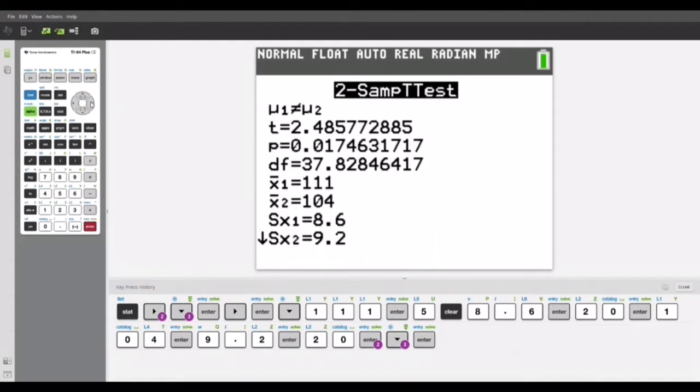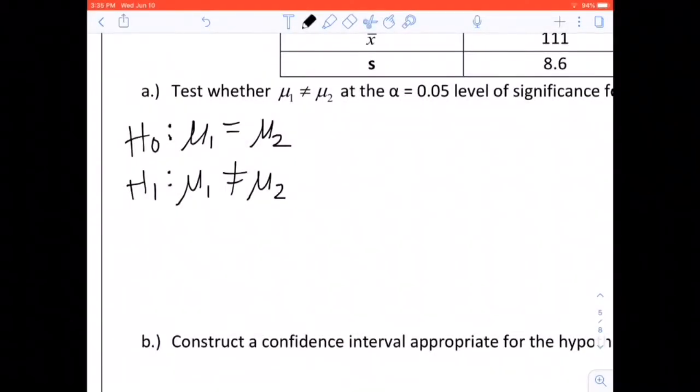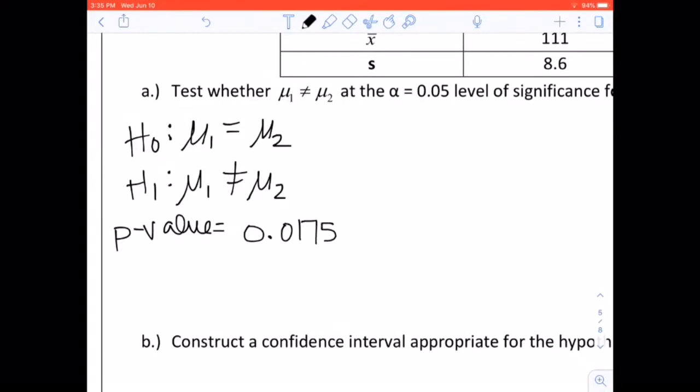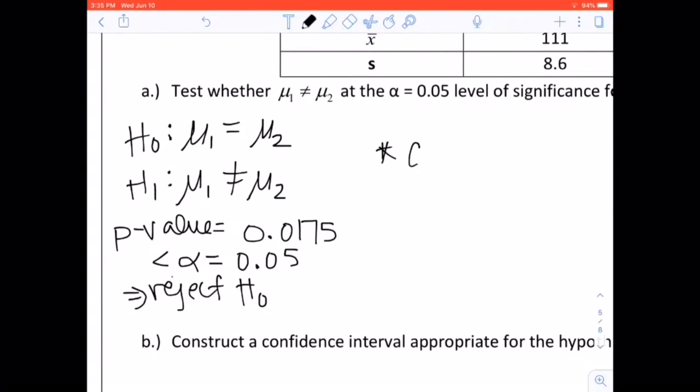Again, we get t, which is our test statistic, and we also get our p-value. From the calculator, we get a p-value equal to 0.0175, which is less than alpha, which for this problem is 0.05, which means that we are going to reject H naught. Go ahead and write a little star over here, and I want you to try to write your conclusion on your own, and we will talk about it in class.